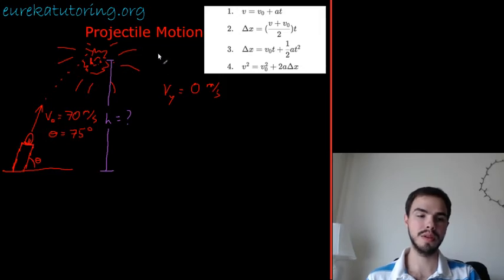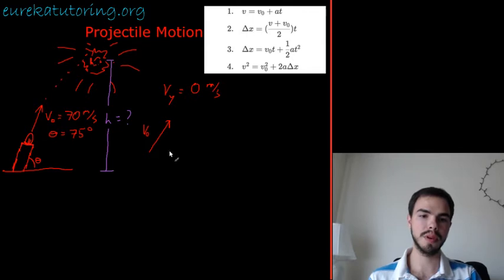The other thing we need to know, and I guess this ties into Vy, is that our V naught here is not just a vertical velocity. It's actually angled a little bit at 75 degrees. So what that means is that V naught can be broken up into a Vy component and a Vx component right there.